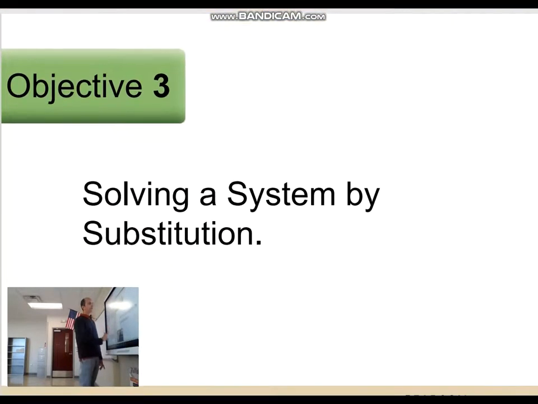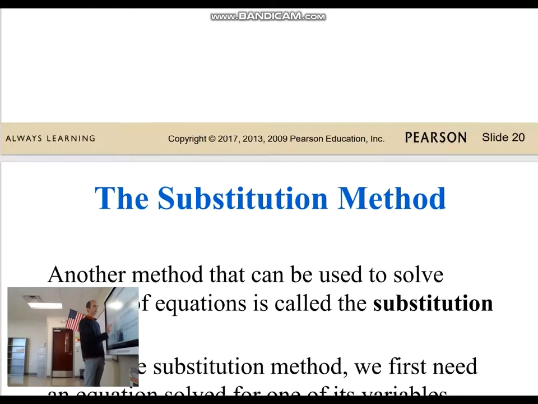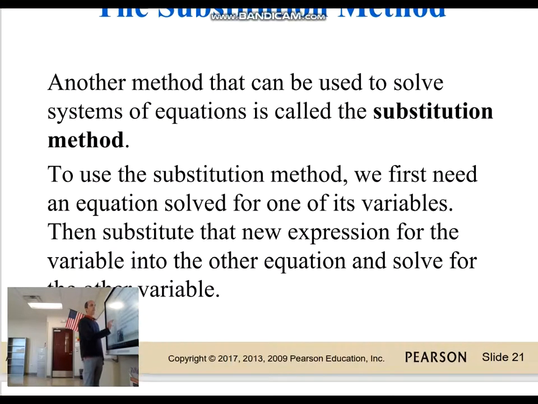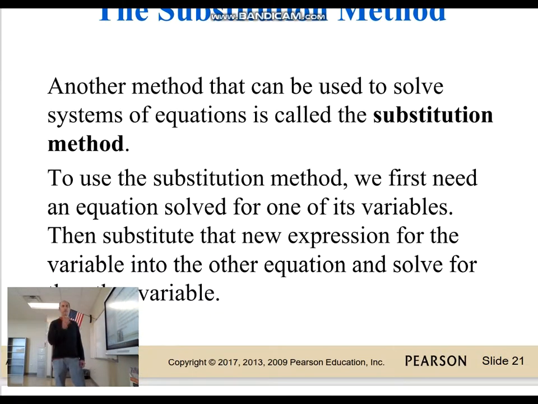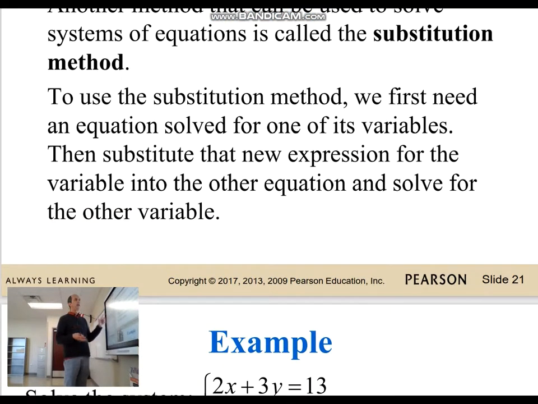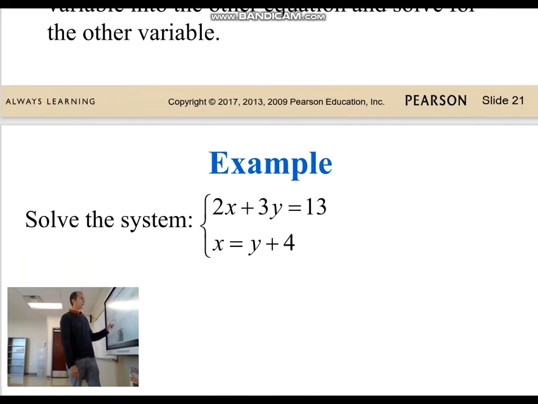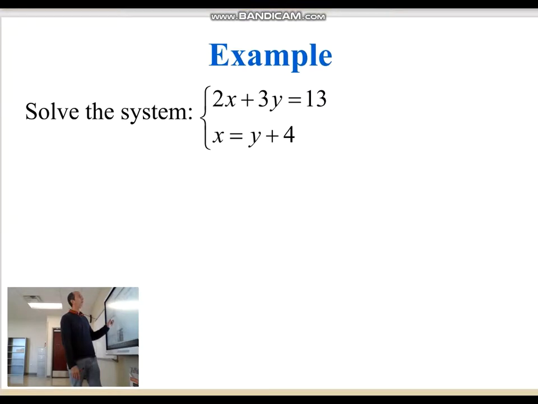Now, objective number 3, solving a system by substitution. Another method, we learned how to solve a system by graphing. Another method is the substitution method. To use the substitution method, we first need an equation solved for one of its variables. Then substitute the new expression for the variable into the other equation and solve for the other variable. And check how we do this in this example.